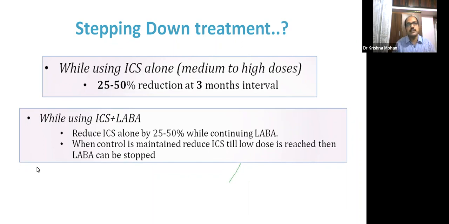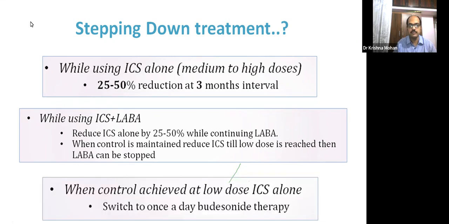And first, you cut down the dose of inhaled corticosteroid. And when control is maintained on a low dose of inhaled corticosteroid sufficiently, then only you think of stopping the long-acting beta agonist. So please do not stop long-acting beta agonist as a first step. And when the control is achieved at low dose ICS alone, switch to once a day budesonide therapy.